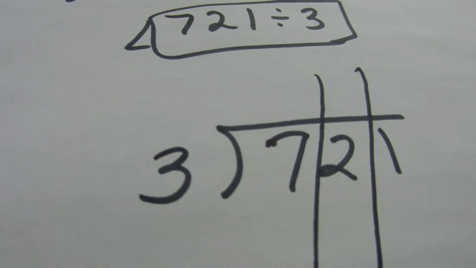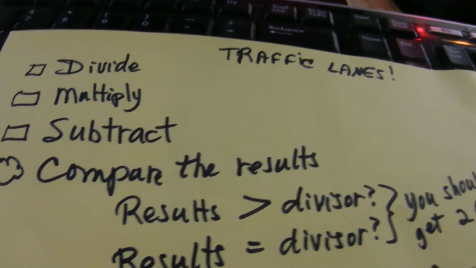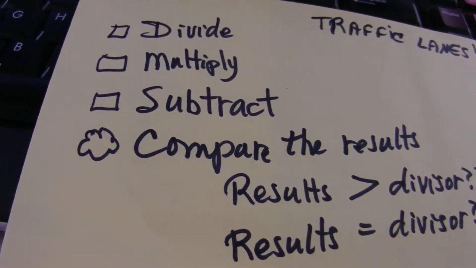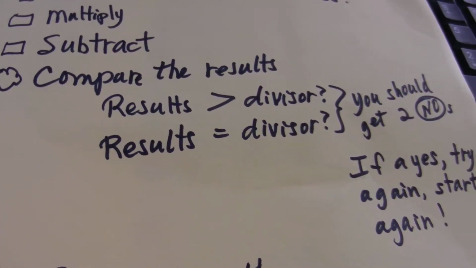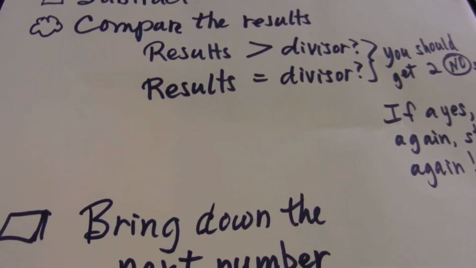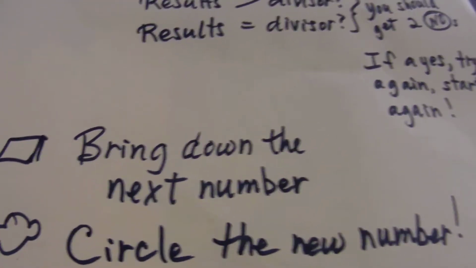Okie dokie now. So, when we divide, we're going to think about the steps. We've done our traffic lanes. Divide, multiply, subtract, compare the results. Bring down the next number. Circle the new number. So here we go.